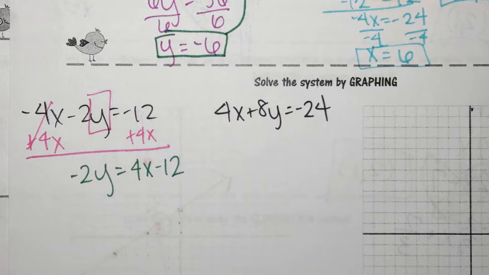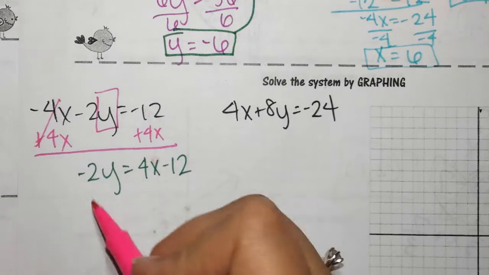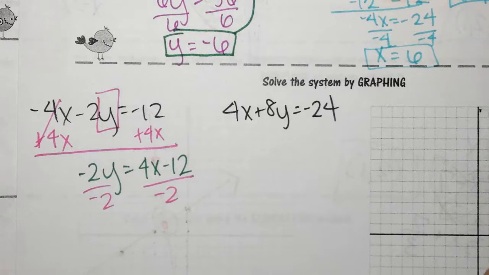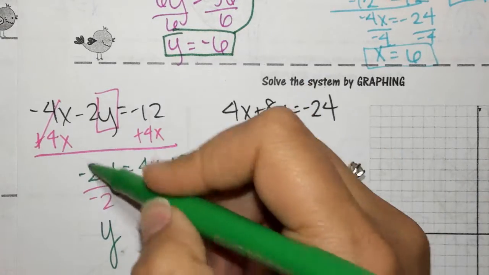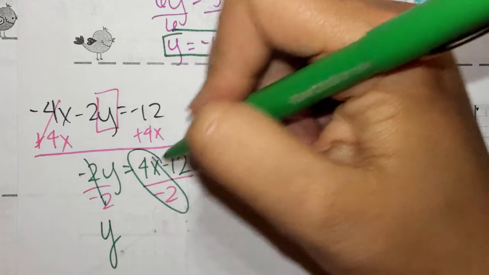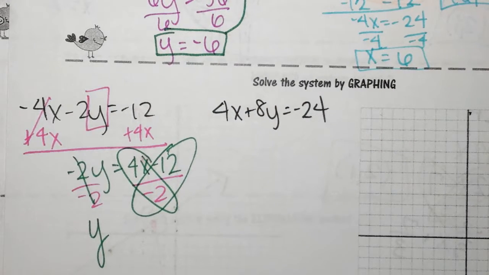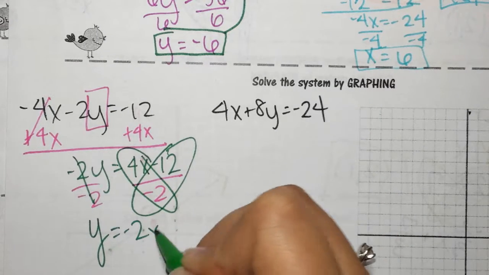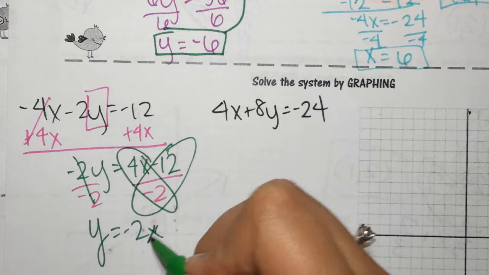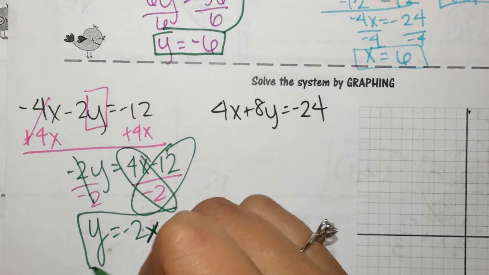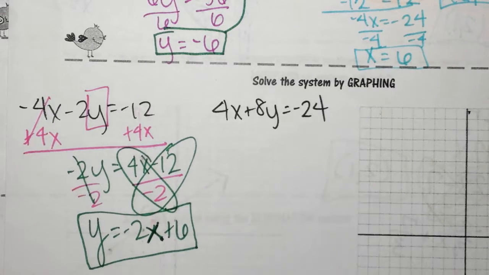All right, now what do I do from here? Divide by what? -2. Do I divide all of the things by -2 or just one of the things? All of the things. Everything. What is 4 divided by -2? And what's -12 divided by -2? +6, because -12 divided by -2 is +6.